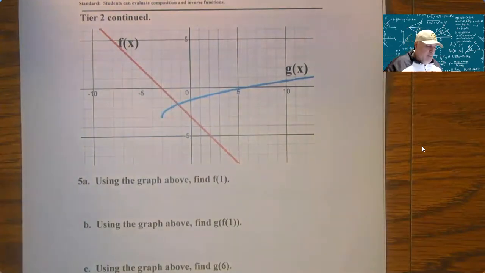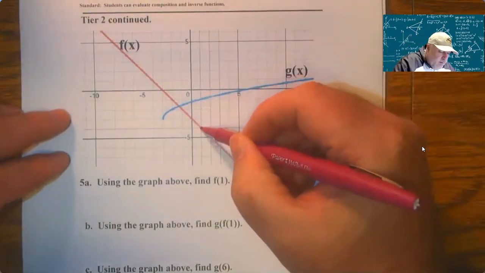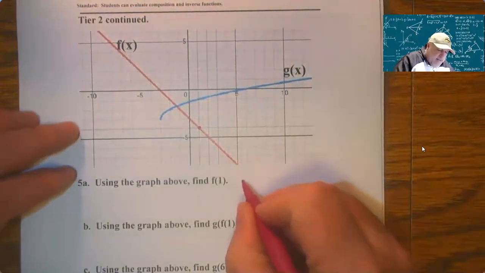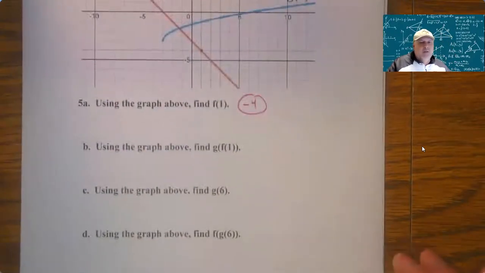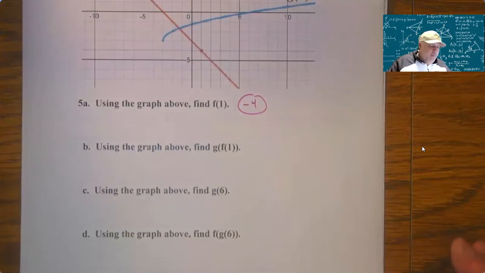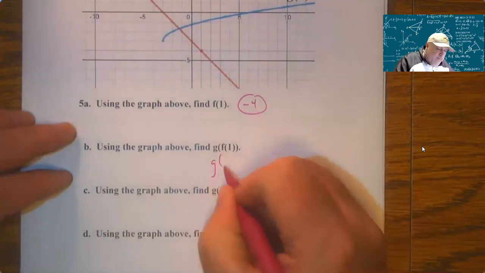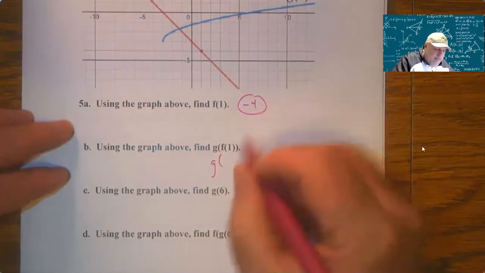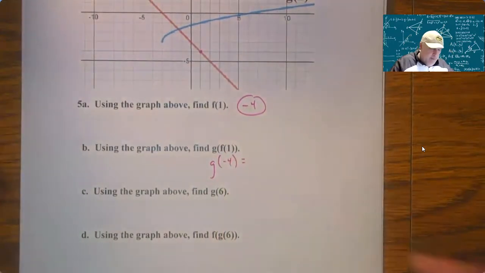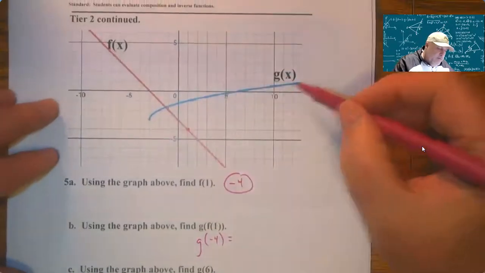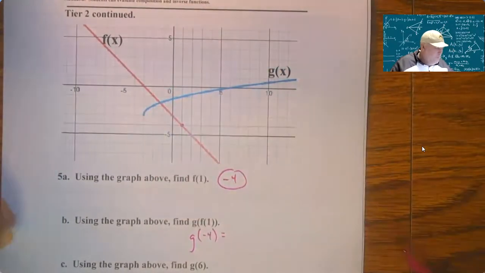So f of 1, you go to the f function, you go over to x equals 1, and what y value is that? That is -4. So you're finding y values all the way through this. G of f of 1, so you want to find out what f of 1 is first. Well, we've got that. That's -4. So now we're going to do g of -4. So we're going to go to the g function. Oh, there's nothing at -4.